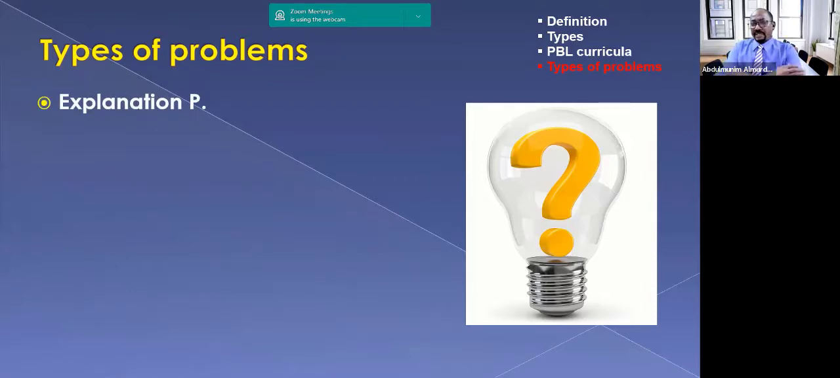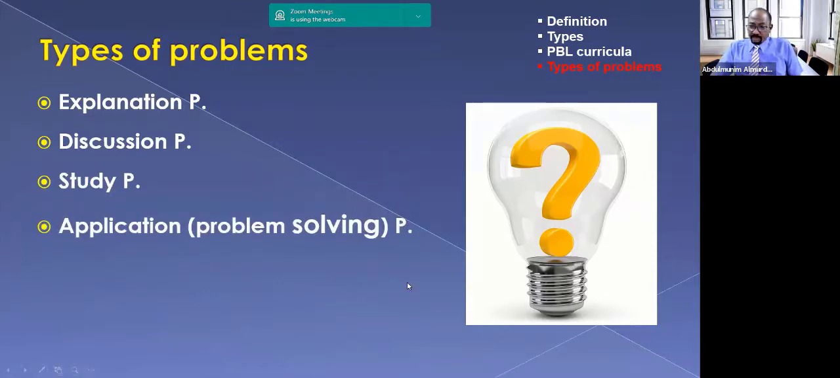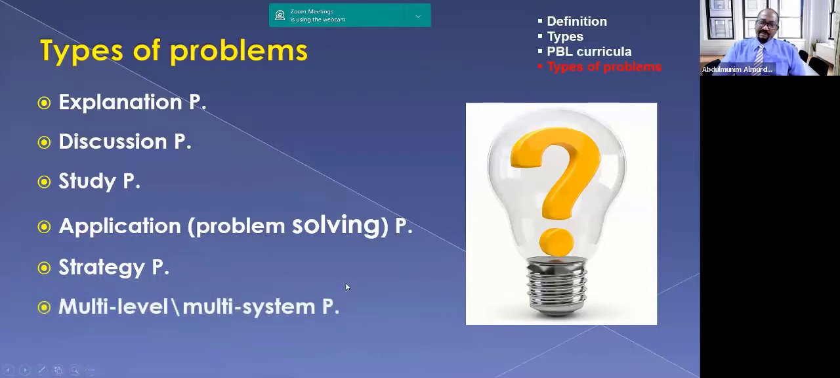The first one is called the explanation problem. The second one is called the discussion problem. The third one is called the study problem. Then the application problem, and this is very clearly used in the problem solving. It is called like that, problem solving problem. And then we have a strategy problem, and then we have a multi-level or multi-system problem. So that we have 6 types.